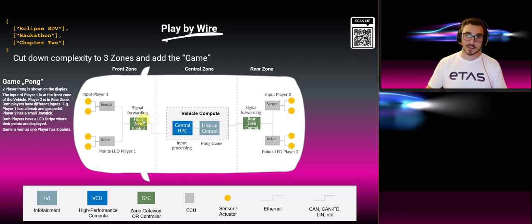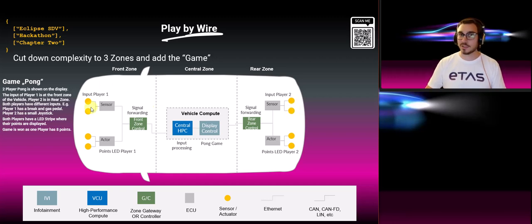On the left side, front zone control, only for signal forwarding, no processing, a sensor and an actor. And now, what to do? For this example, the game Pong can be played. Two-player Pong is shown on display in the middle. Then the input of player 1 is in the front zone, input of player 2 is in the rear zone. And both players have different inputs.